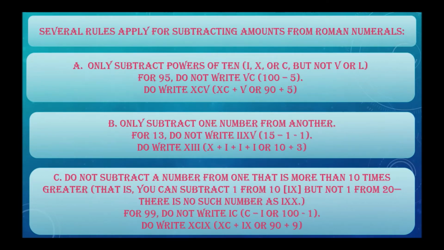Do not subtract a number from one that is more than 10 times greater. That is, you can subtract 1 from 10, but not 1 from 20. There is no such number as IXX. For 99, do not write IC, that is 100 minus 1. Do write XCIX. So XC equals 90, IX equals 9.